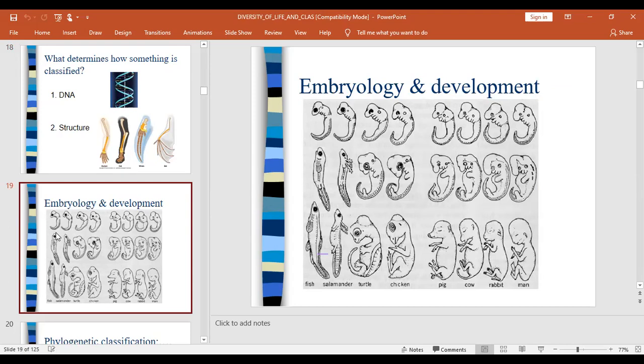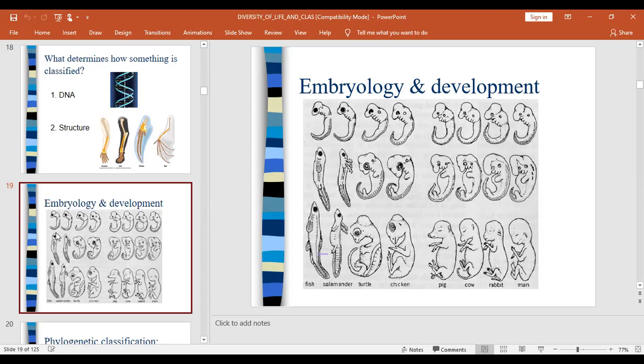No. Now, you go to the second stage, which is the first trimester. Now, you can see the fish developing something like the fins. You can see the salamander developing external lungs. And then you see a tortoise, chicken, and the pig. They are almost all developing along the same way. And by the way, a rabbit is almost like a human being.